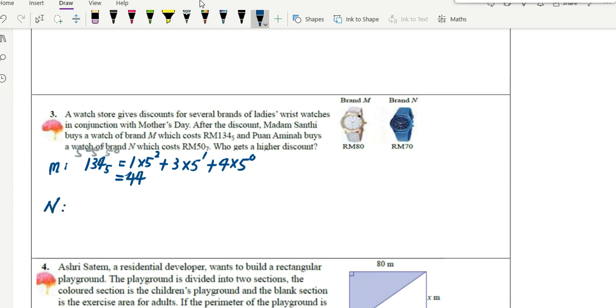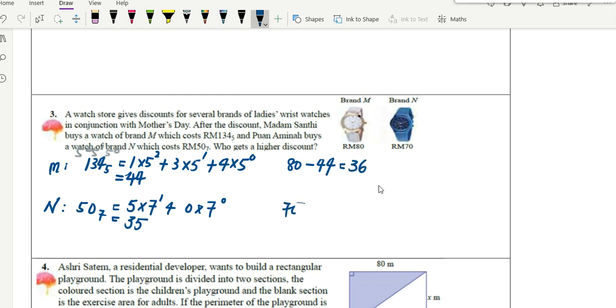Then how about N? N is 50 base 7. So 5 times 7 to the power 1 plus 0 times 7 to the power 0. 35. So they got the watches with this price. Who gets a higher discount? So we have to compare. From 80 ringgit, it becomes 44 ringgit, meaning the discount is about 36 here. Then for brand N, from 70 ringgit, she bought the watch at 35. The discount is about 35 ringgit.